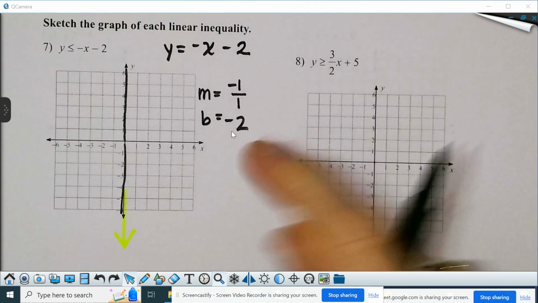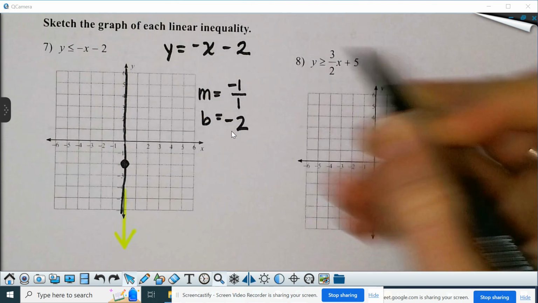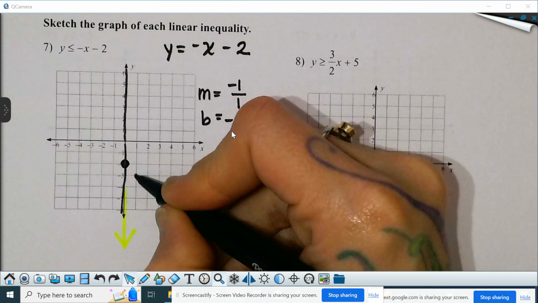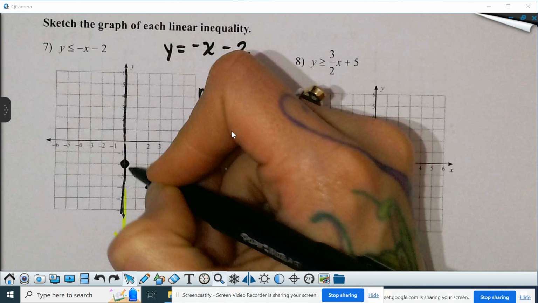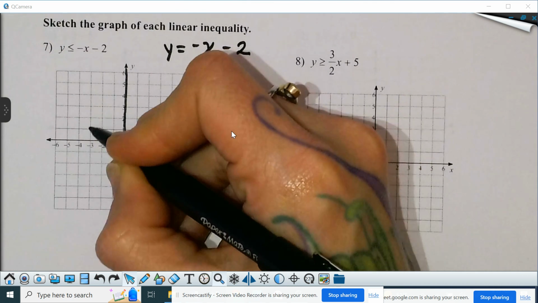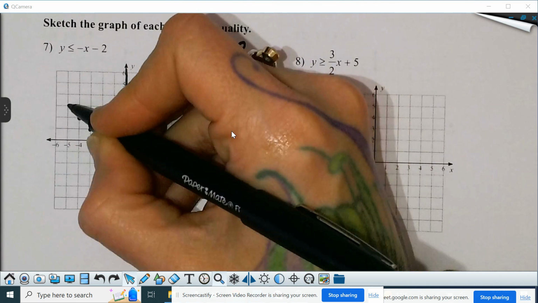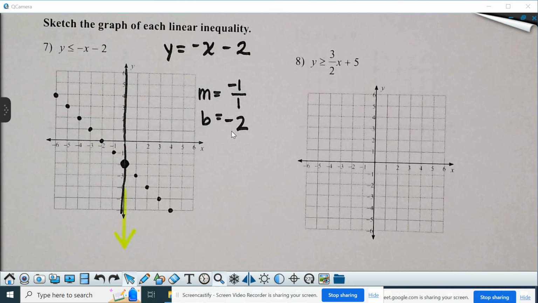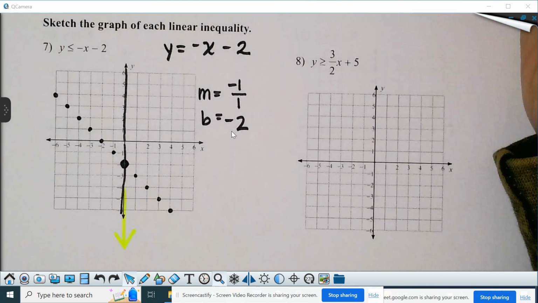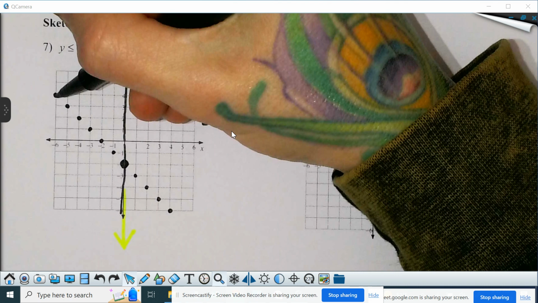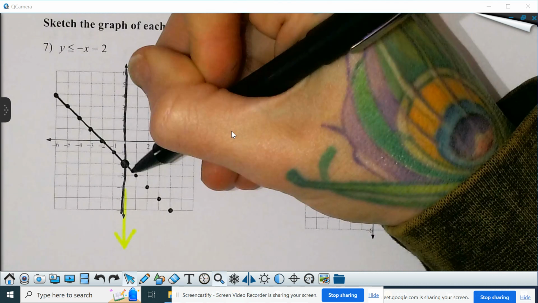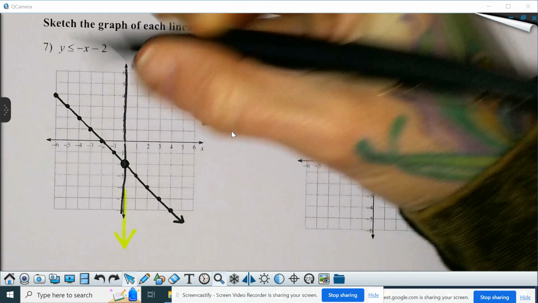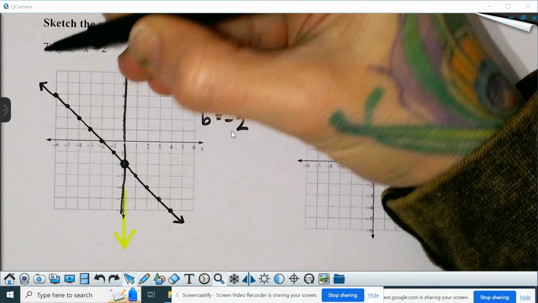So we're going to go to negative 2. That's going to be your start. And then it's going to be a negative 1 to 1. Down 1 over 1, down 1 over 1. And because it's an equal to, that makes this a solid line, which would be like a closed circle. So we can go ahead and do solid. If there was no equal to, it would be a dashed line. And it does matter. 100% matters. And if it happens to be a multiple choice question, that's how they get you.